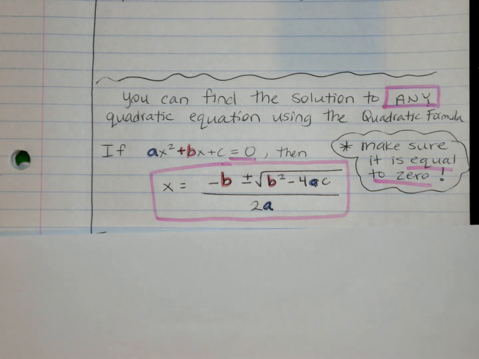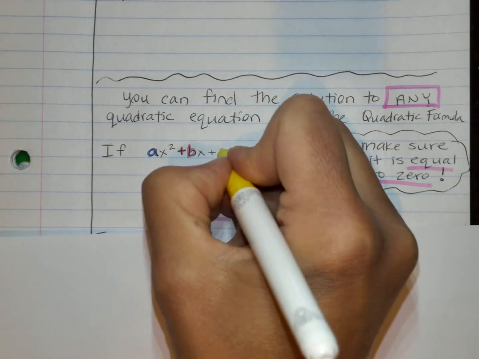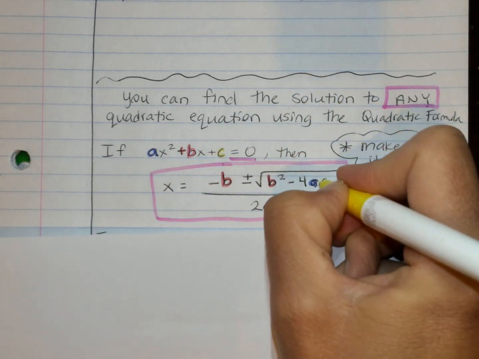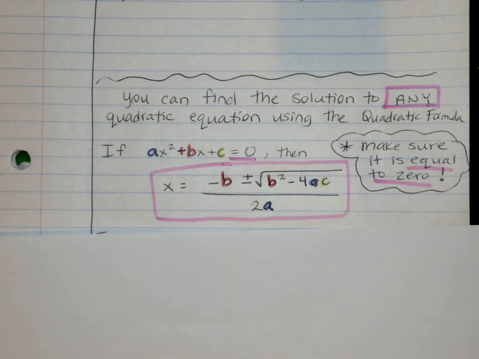And then the last one is C. Let me use yellow. It's pretty different. Here's your C value. It's just the constant. It would go right here. So you can tell that's where the A, B, and C get plugged in and substituted.